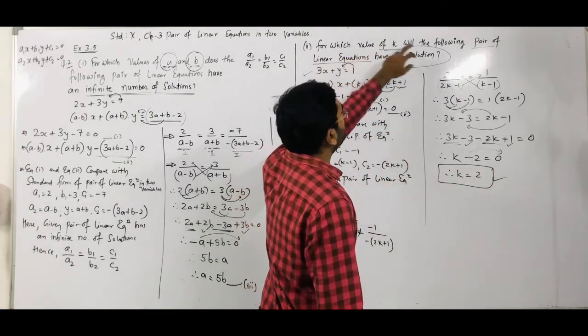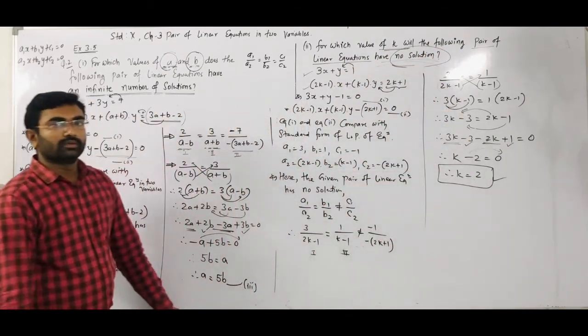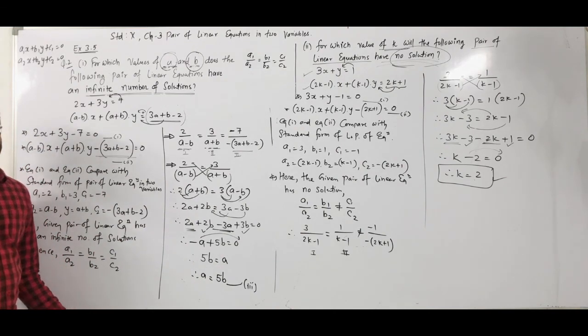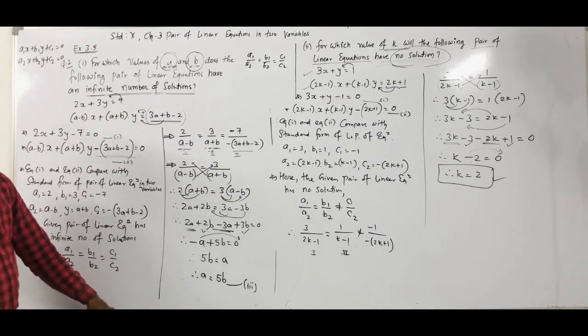At this value, the given pair of linear equations has which type of solution? No solution. Okay, so that is how you can solve a pair of linear equations. When the type of solution is given, you can find the unknown value that way.